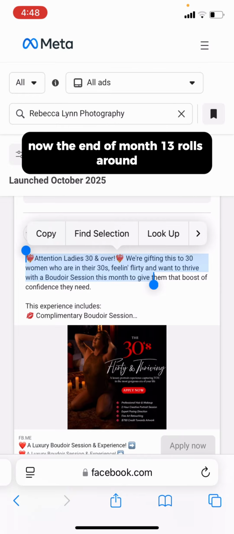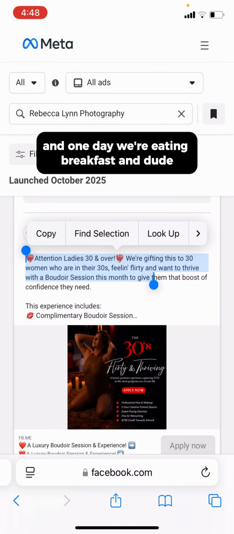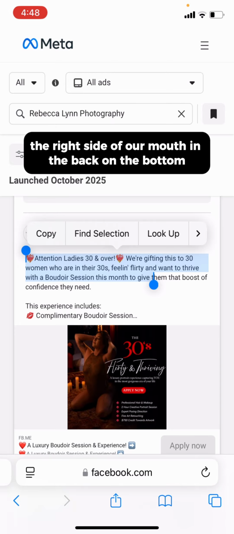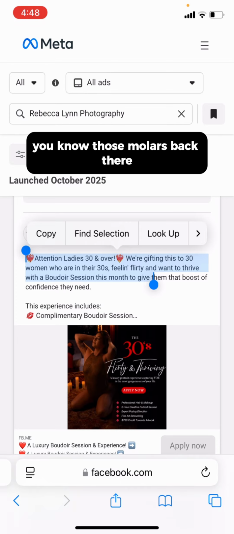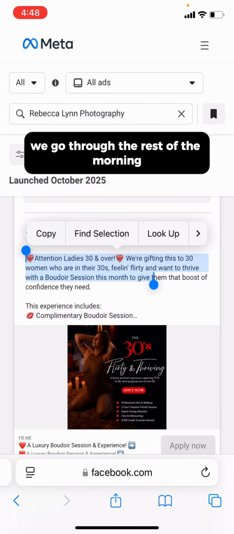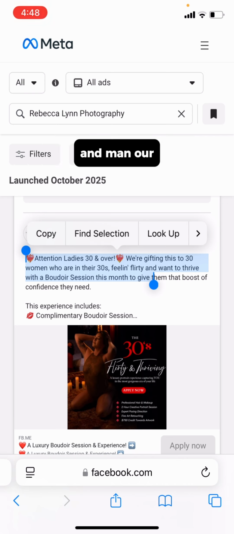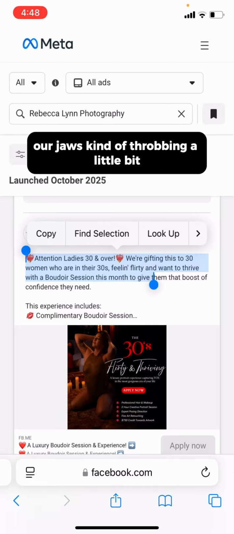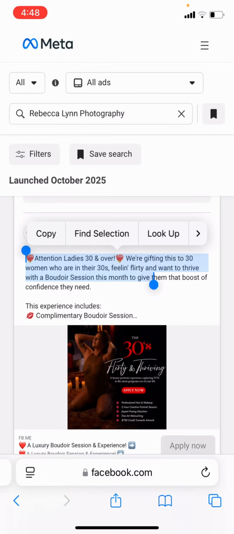Now, the end of month 13 rolls around, and one day we're eating breakfast, and dude, a ton of pain. The right side of our mouth, in the back, on the bottom, those molars back there, ton of pain whenever we're eating our breakfast. So we finish our breakfast, we go through the rest of the morning, and man, one of our teeth back there is still hurting. Our jaw's kind of throbbing a little bit, even though we're not chewing anymore.